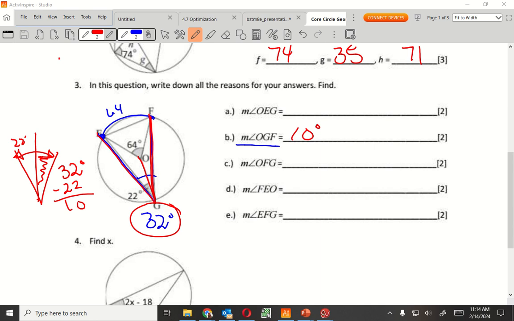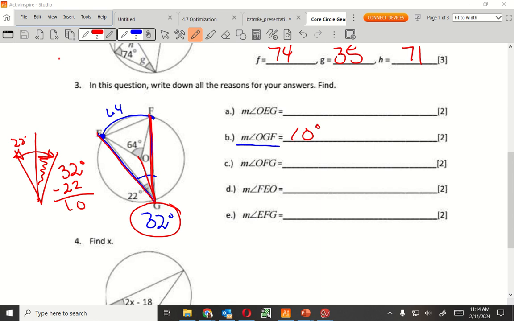Okay, so what's the next one? OEG. I haven't found this one yet. I will find it in a minute. So OEG. Next one is going to be OFG. Okay, we can get that one here in a moment.